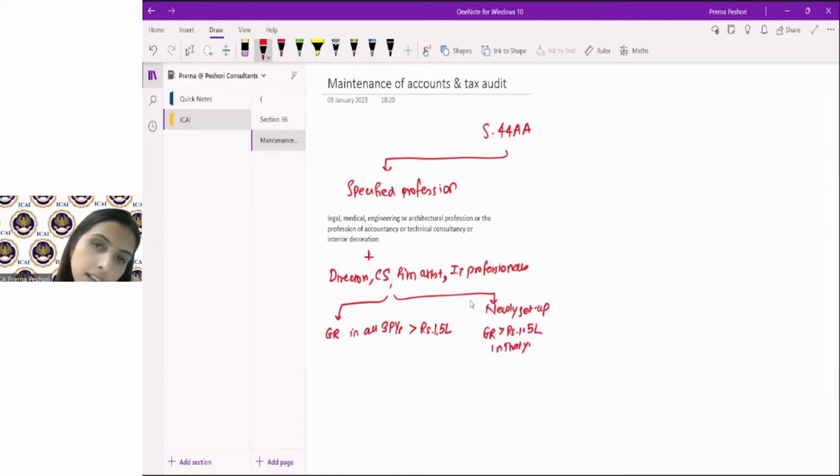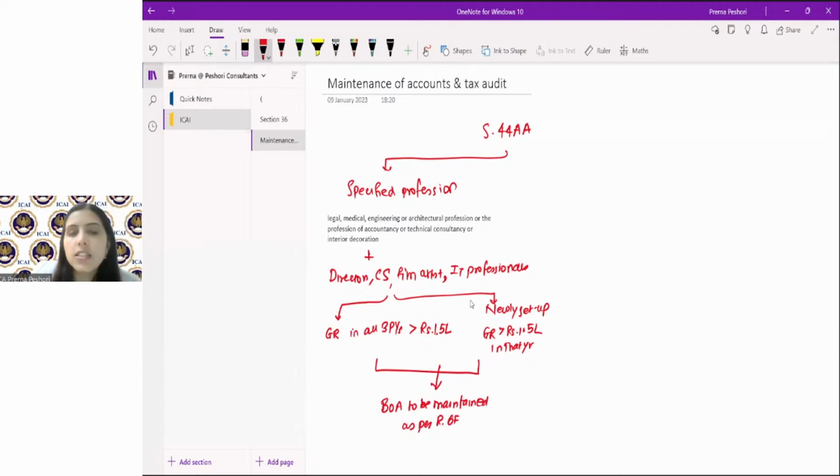In that year. Are we clear? If it is exceeding, then books of accounts are to be maintained as per rule 6F.